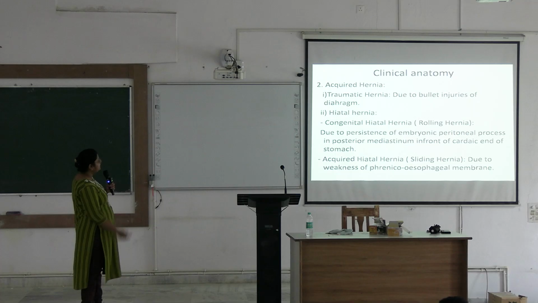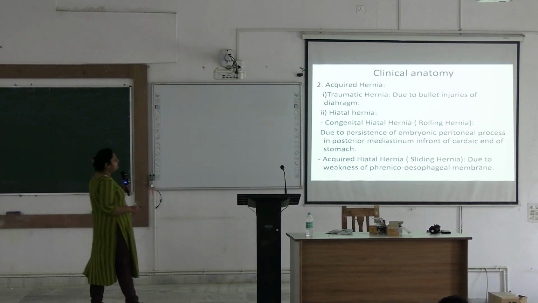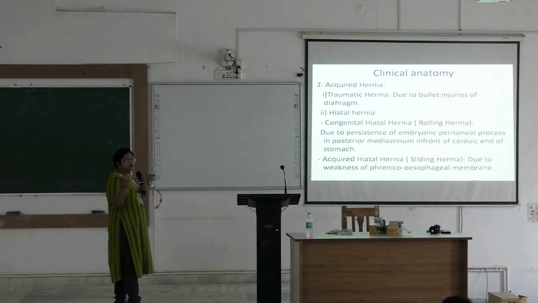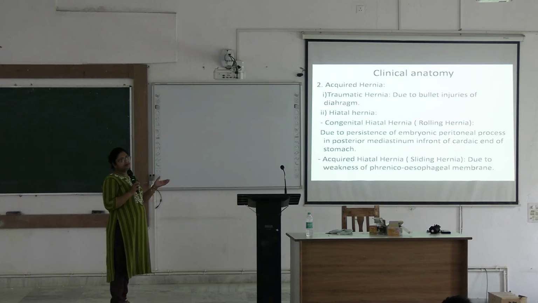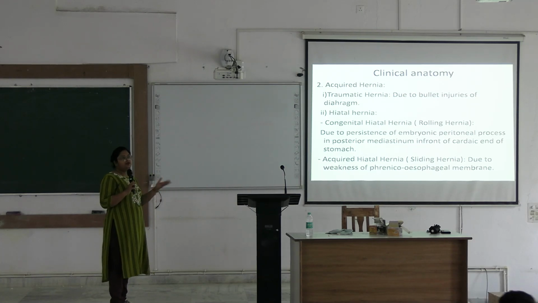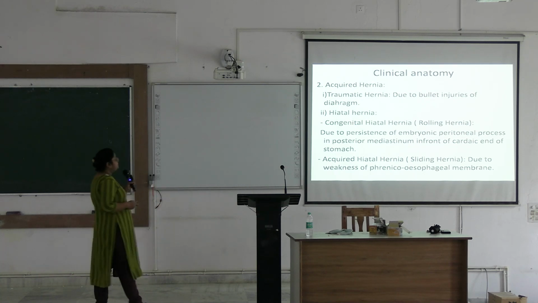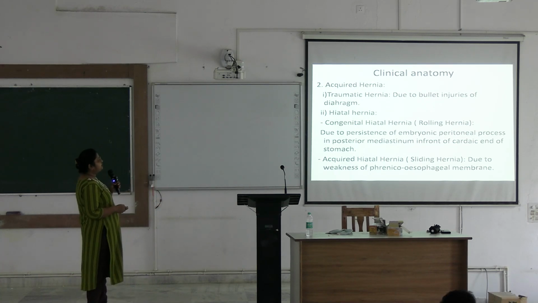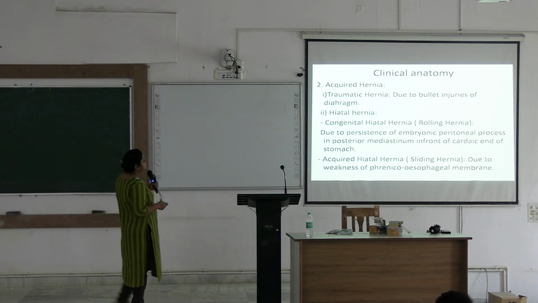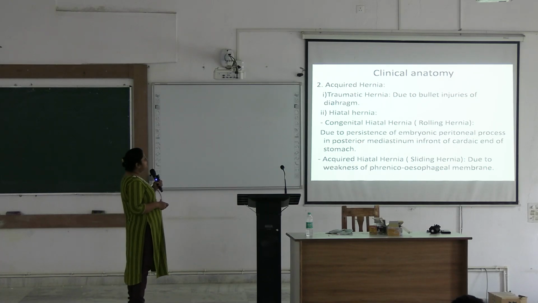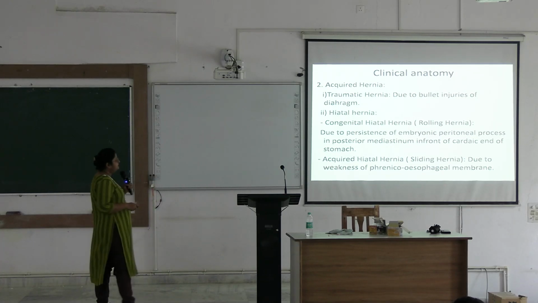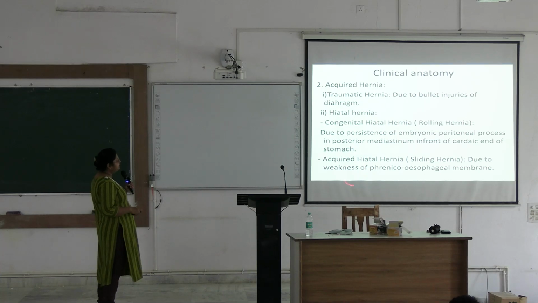Next, we are going to acquired hernia. This is not due to developmental defects. Acquired means it develops later on due to some injury or diseased condition. So traumatic hernia occurs due to bullet injuries of the diaphragm. Next is hiatal hernia, which is also divided into two parts: congenital hiatal hernia and acquired hiatal hernia.